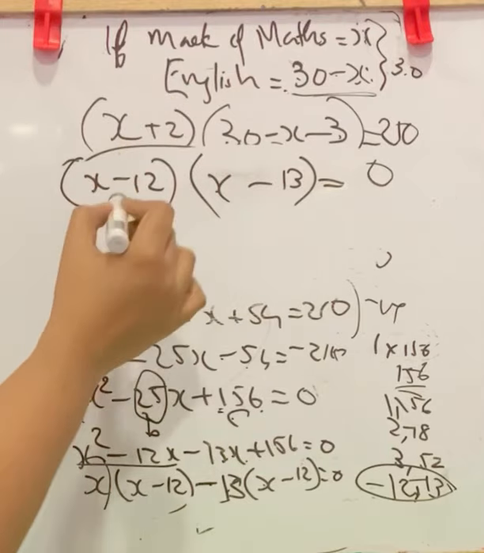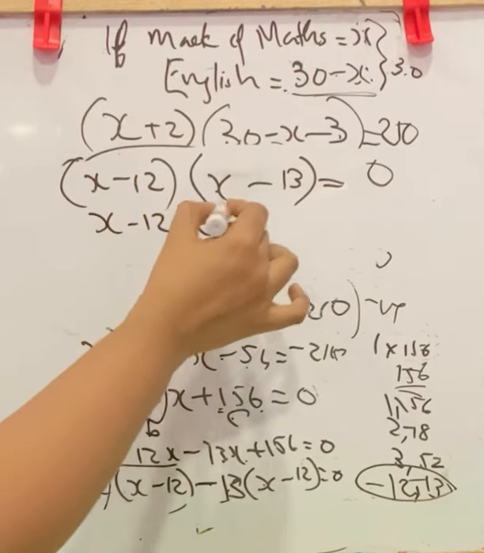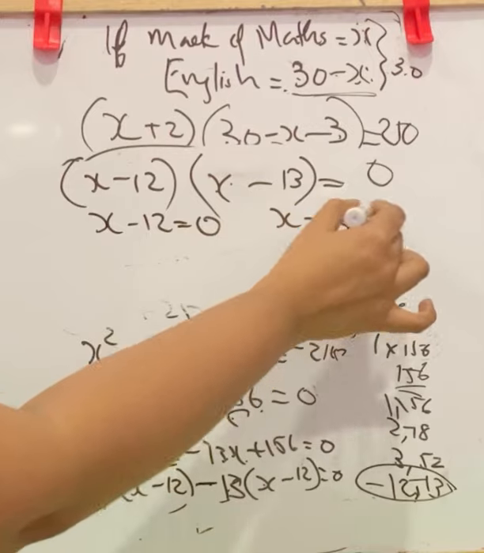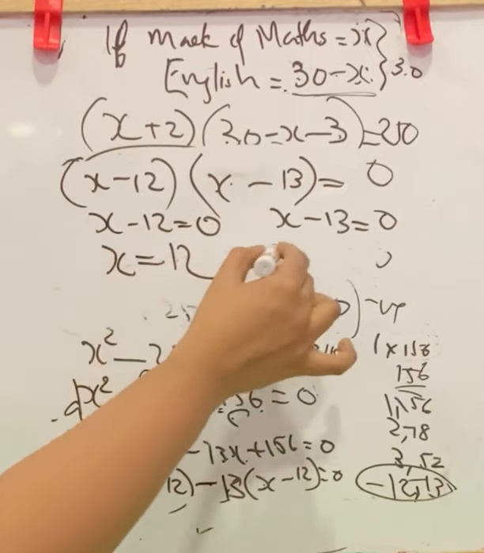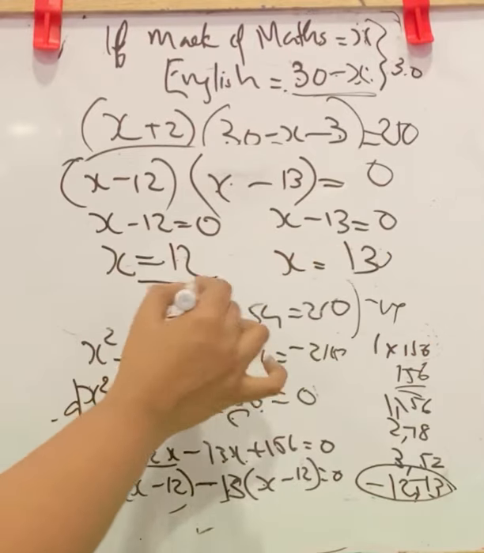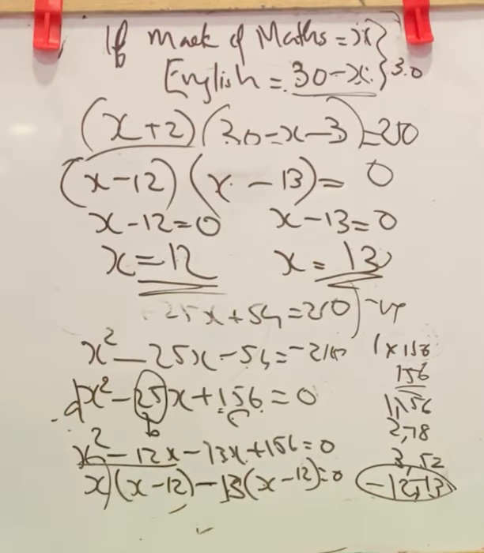Now equate each to 0. x minus 12 equal to 0. Here x minus 13 equal to 0. From this, x is equal to minus 12 going to the RHS, plus 12. x is equal to plus 13. These are the two values we got.